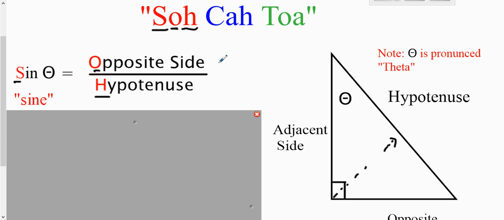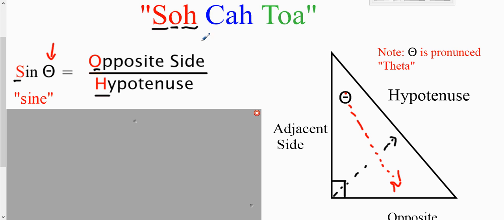However, the opposite side changes depending on your point of reference. And the point of reference is this acute angle, which is identified by theta, and theta happens to be this one. So the opposite side is straight across. So our ratio is the side length straight across, the opposite side, over the hypotenuse.